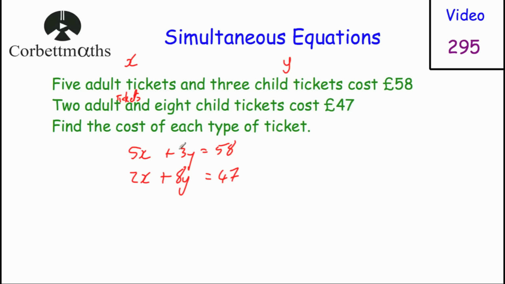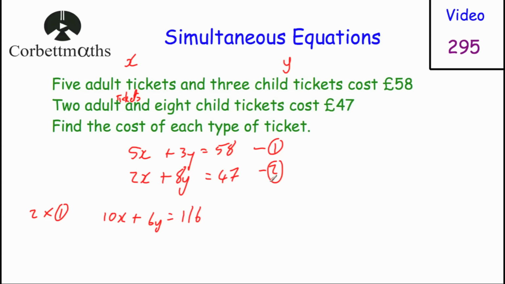So I'm going to multiply our top equation, equation 1, by 2 to get 10x. I'm going to multiply the second equation, equation 2, by 5 to get 10x as well. And then I'm going to take the two equations away from each other. So let's do 2 times equation 1. Multiplying these all by 2 gives 10x plus, multiplying 3y by 2, 6y equals, and multiplying 58 by 2 is 116.